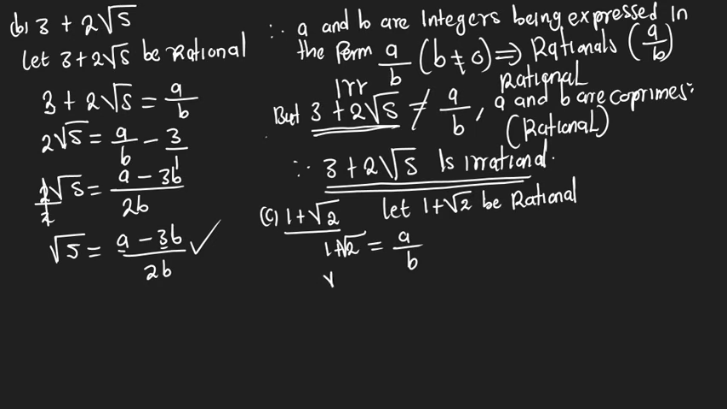Then we're going to have root of 2 is equal to A over B minus 1. So this is going to be B. B into that is going to be A minus B. The same thing now here also. You're going to have root of 2 equal to A minus B over B.